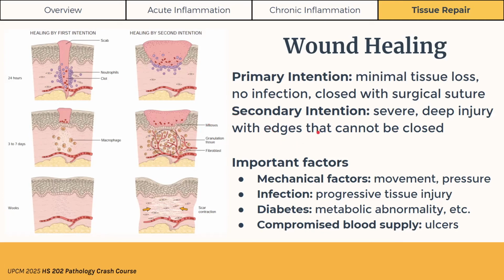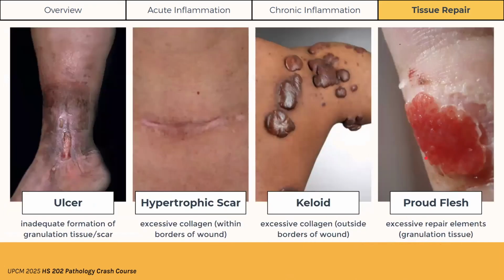So, I have also listed here yung important factors that influence tissue repair. So we have mechanical factors, infection, diabetes, compromised blood supply, etc. Okay, last but not the least, let's look at the abnormalities in tissue repair na maaaring mangyari kasi may problema sa components or sa process ng repair.